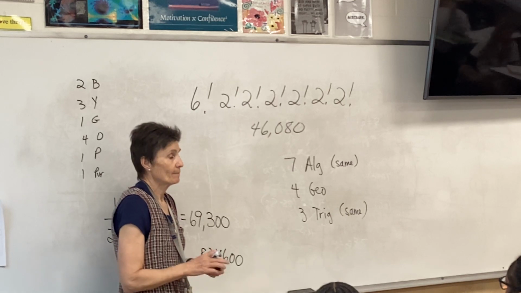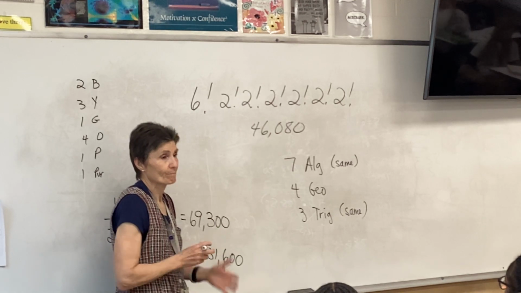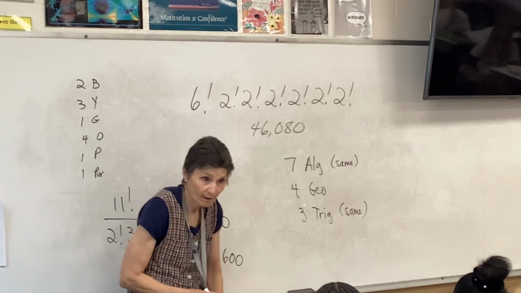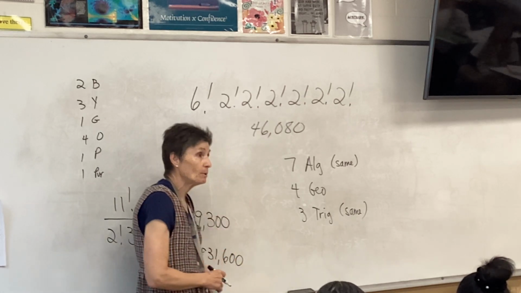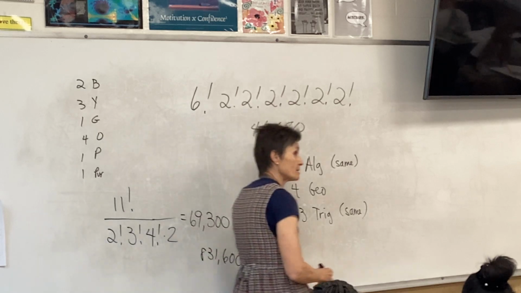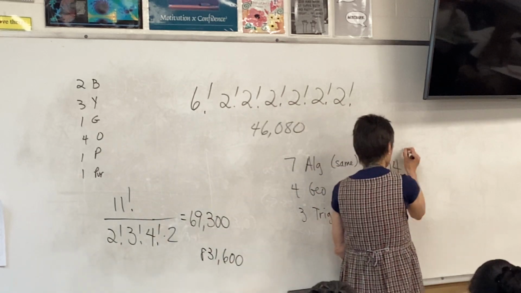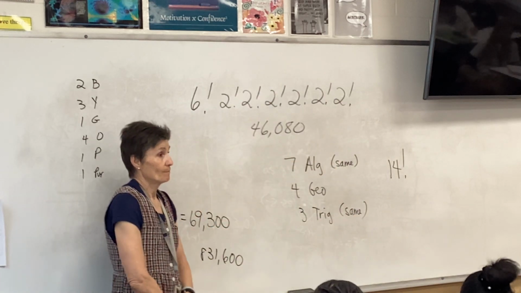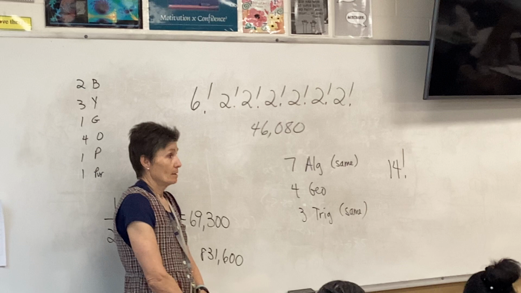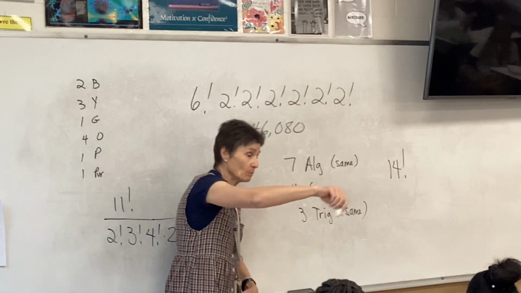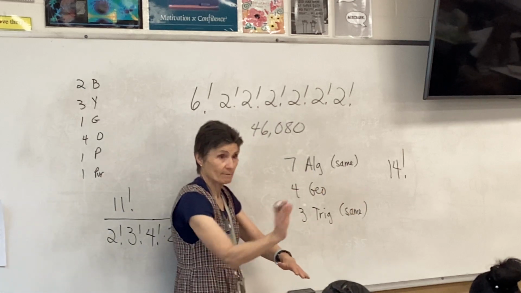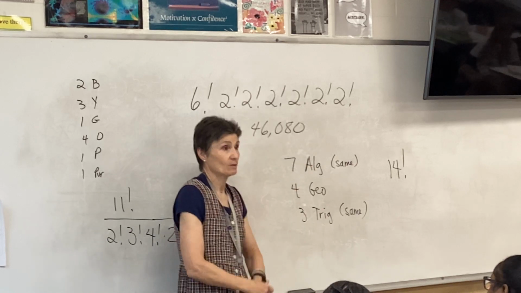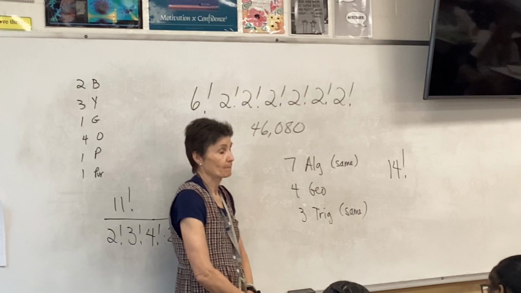What do I start with? Add them all together. How many books do I have? 14. I have 14 books. 14 books can be arranged 14 factorial ways in a row. Now, if I were at the library and they had one of those spinning bookshelves, those circular bookshelves, then it would be 13 factorial. I'm putting them in a row.